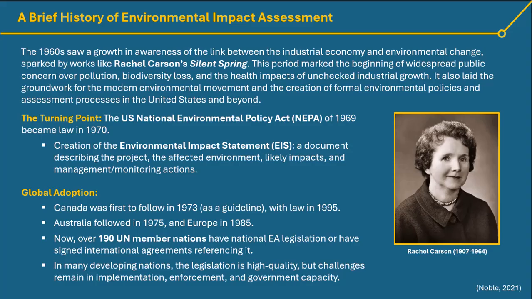The question during this period really became, how do we hold developers and governments accountable before damage is done? Before damage is done to our environment, before damage is done to our communities. The U.S. National Environmental Policy Act, passed in 1969 and then implemented in 1970, was really groundbreaking. It was the first national law in the U.S. to require environmental considerations to be formally built into project planning.